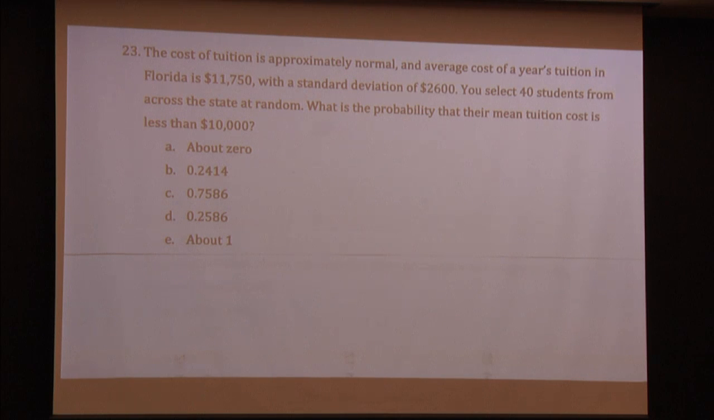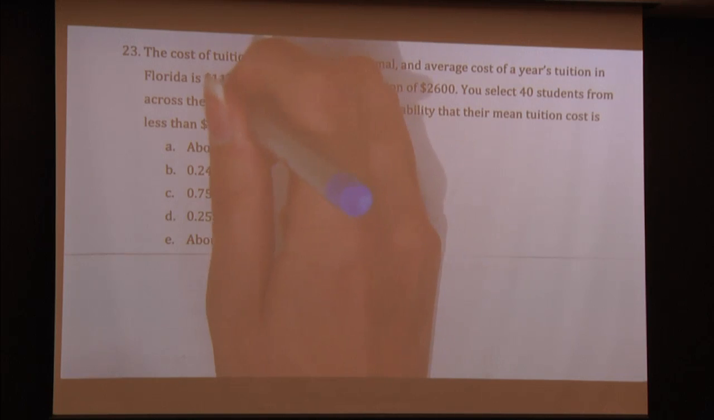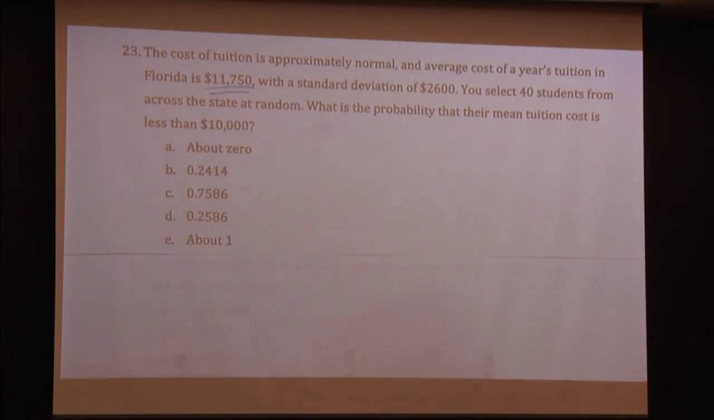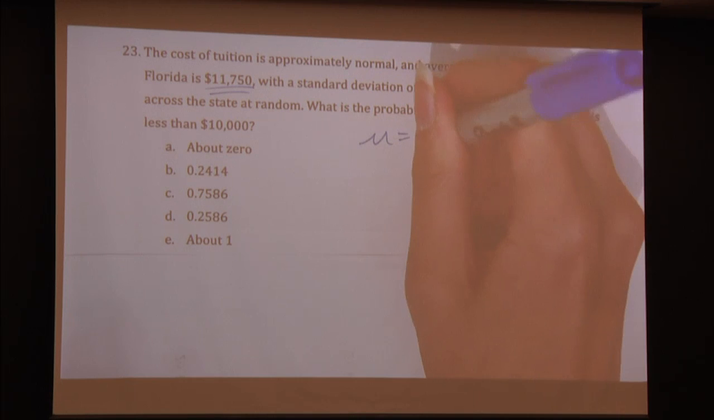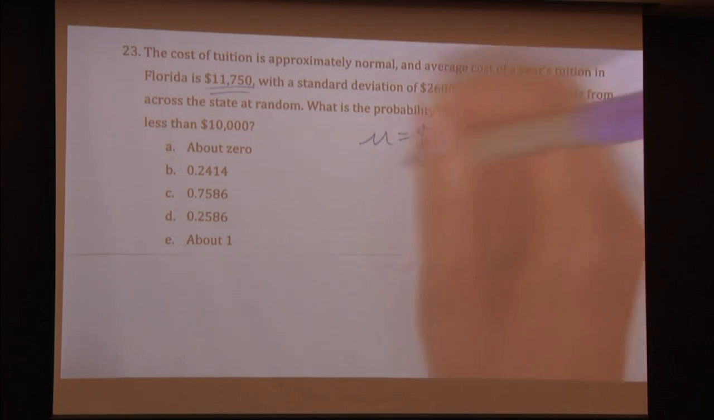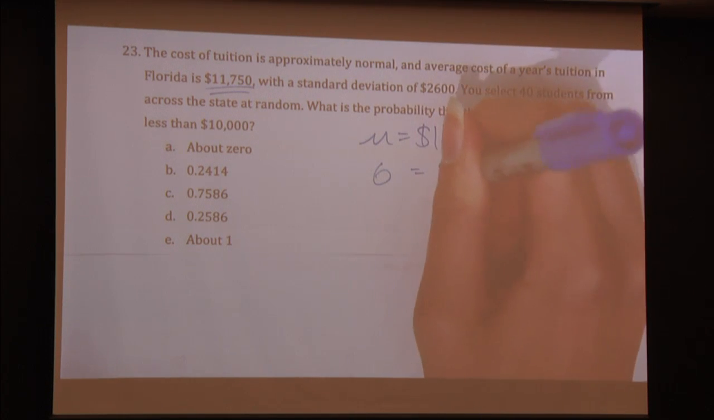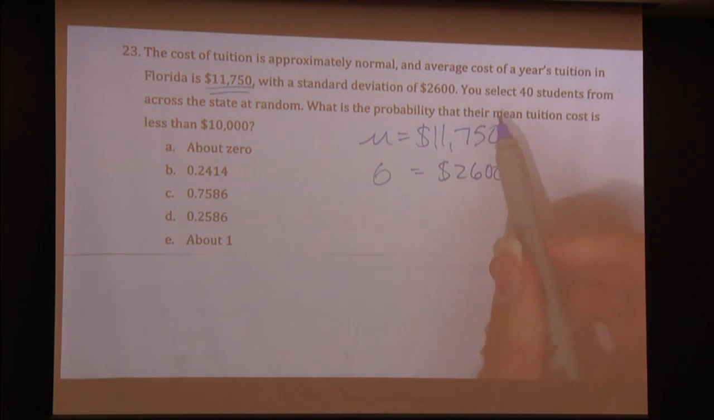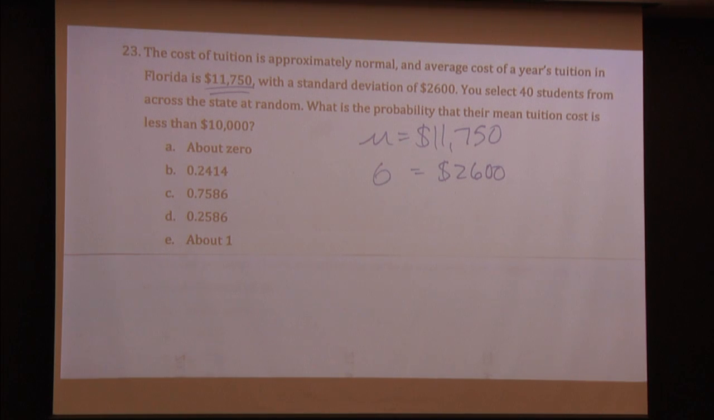So we're looking at the cost of tuition, and we said it's approximately normally distributed, and the average cost of a year's tuition in Florida is $11,750. So we have our mean, and our standard deviation is 2,600. So I'm going to sample 40 students from across the state at random. And I want to know the probability that of those 40 students, when I average their tuition cost, it's less than 10,000.